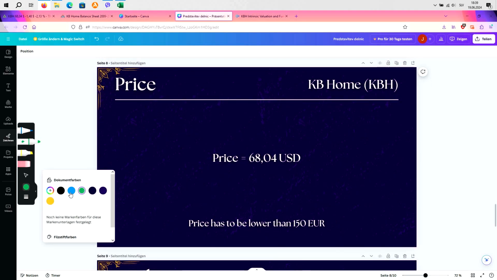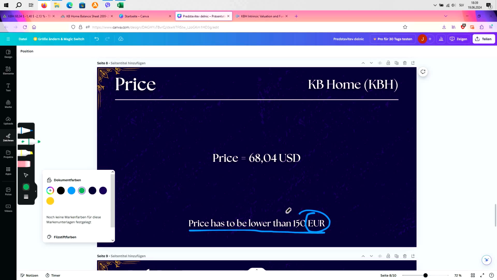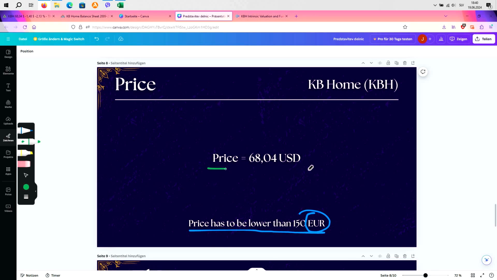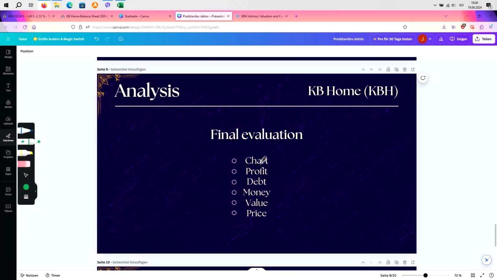And now we come to the price, and here we have a very simple rule. Price has to be lower than 150 euros so that we can actually consider buying it, okay? Change euros for dollars if you're from America, or change euros for British pounds if you're from the United Kingdom, whatever. But basically it has to be lower than 150, okay? And the current price is $68.04, sorry. So the price is also lower than 150. It's that simple.